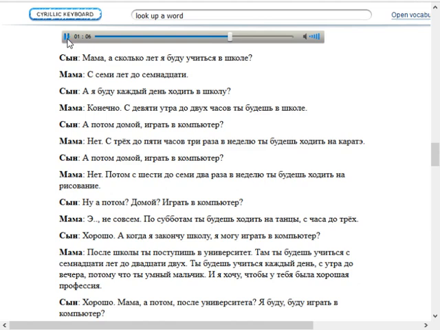Хорошо. Мама, а потом, после университета?